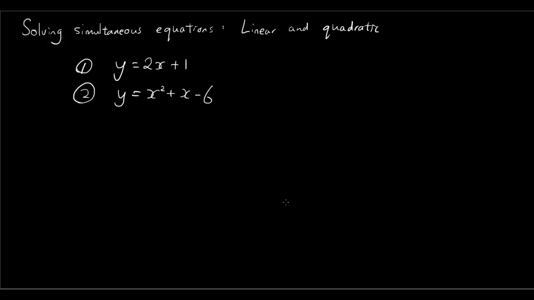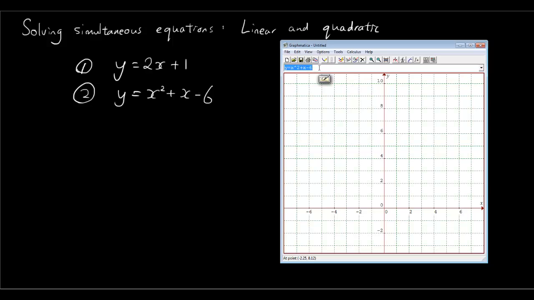Hello everyone, today we're going to talk about how to solve a pair of simultaneous equations when one of them is linear and the other one is quadratic. So basically the first equation is going to be a straight line and the second equation is going to be a parabola, and we're going to see where they intersect first of all before we investigate how to solve for the solutions algebraically. So let's have a look at the graphical solutions.